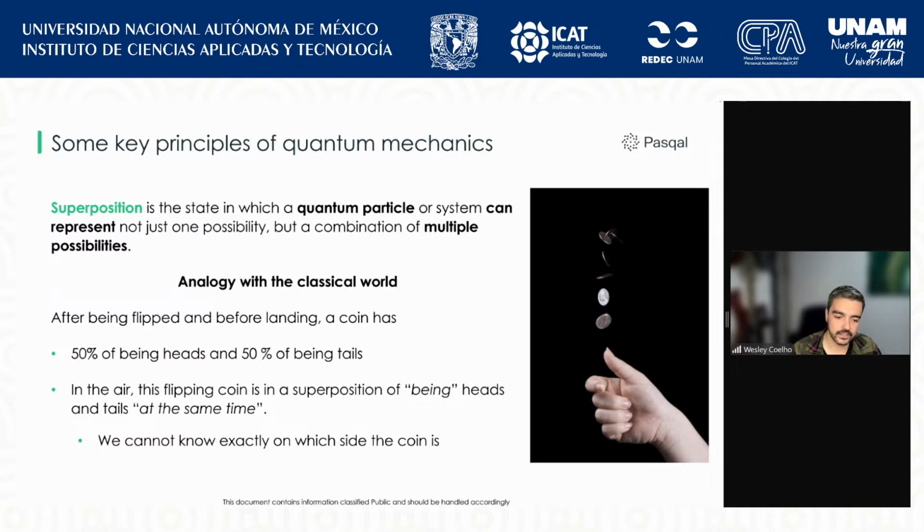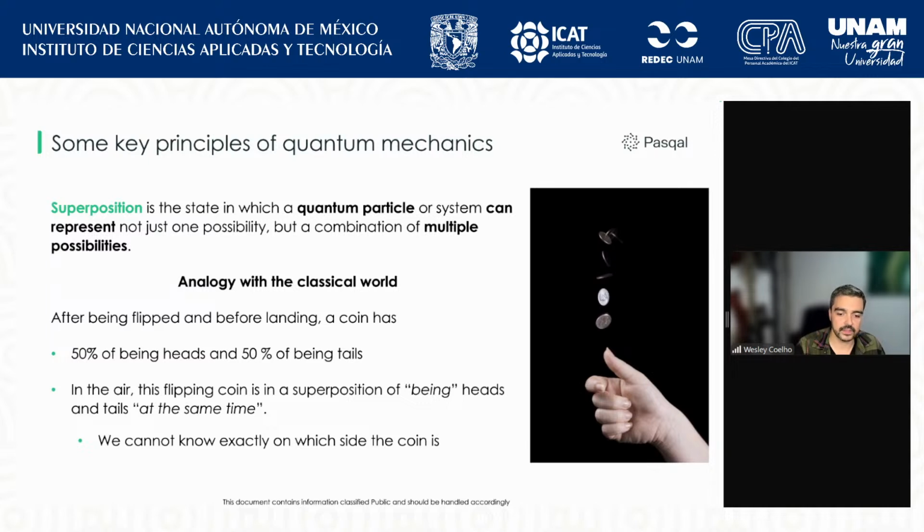In the air, you cannot know, but you might say that, well, if we don't know, they are both heads and tails. So that's the main idea: before landing in your hand, that flipping coin is in the superposition of being heads and tails. Since we have only two states for that coin, we say that we have a 50% chance of showing heads and 50% chance of showing tails for that flipping coin.